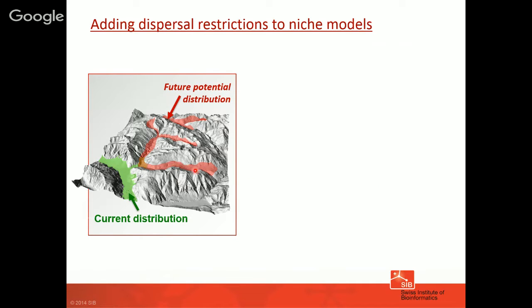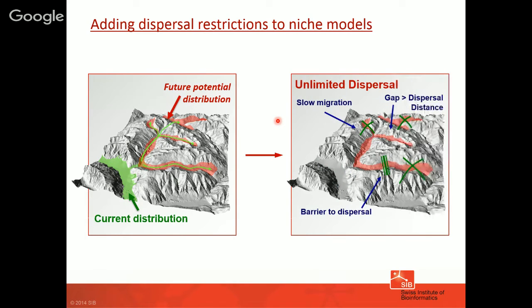Here you can see an example of a landscape, which is of course a fake example. I put the current distribution of my species down in the valley. Let's say I project my model into the future and obtain these red surfaces, which are the future potential distribution. But as I mentioned before, a lot of problems can happen when the species has to disperse. First of all, you could simply have slow migration. Maybe your species is not migrating fast enough to reach all the locations that are suitable.